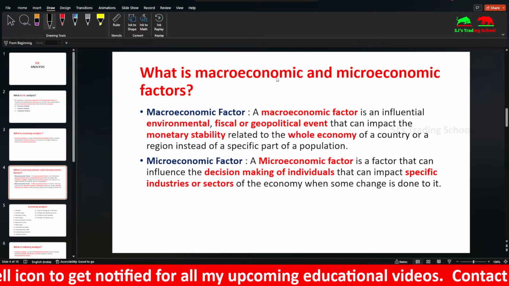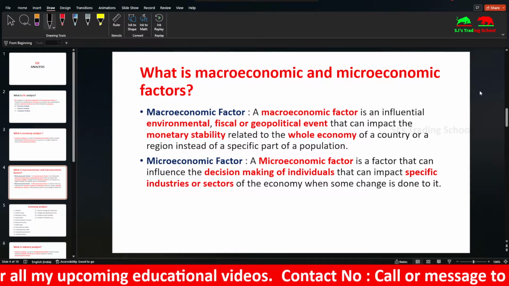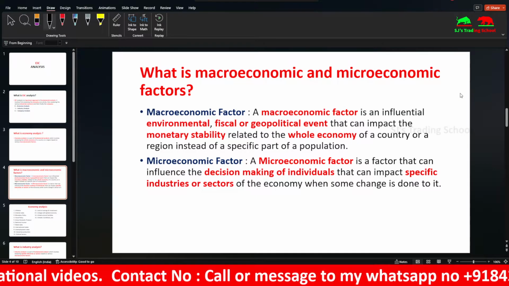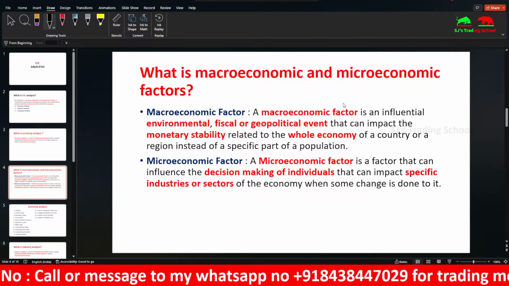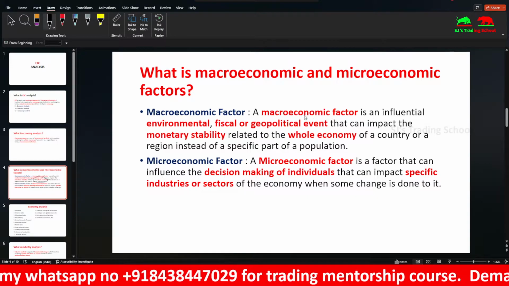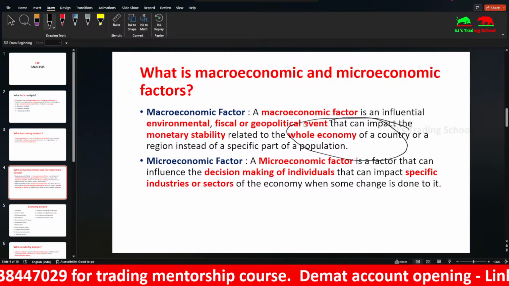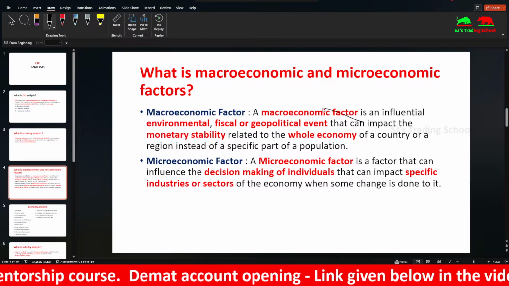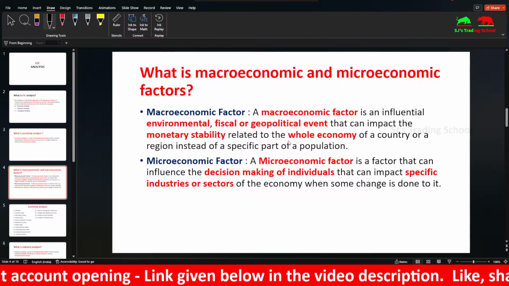So what are macroeconomic and microeconomic factors? Macroeconomic factors are influential environmental, fiscal or geopolitical events that can impact the monetary stability related to the overall economy of a country or region, instead of a specific part of a population. These factors influence the whole economy, not a specific part of the population. They impact the whole economy of a country. For example, interest rate hikes impact the overall economy. Inflation, these kinds of factors influence the whole economy.